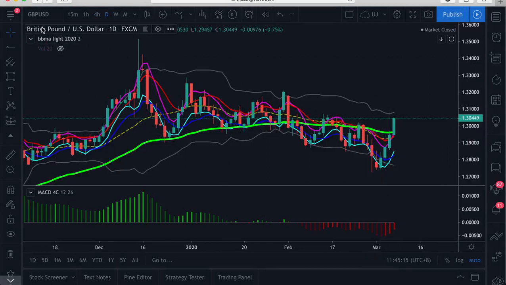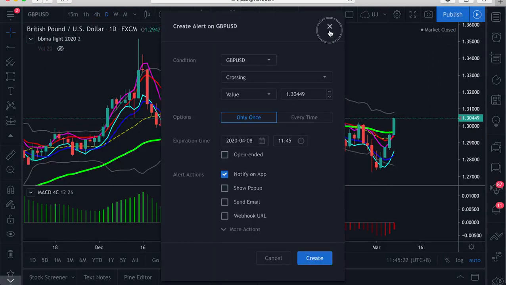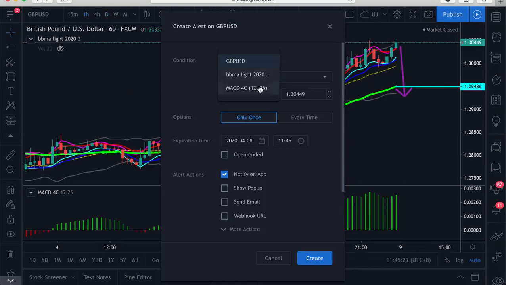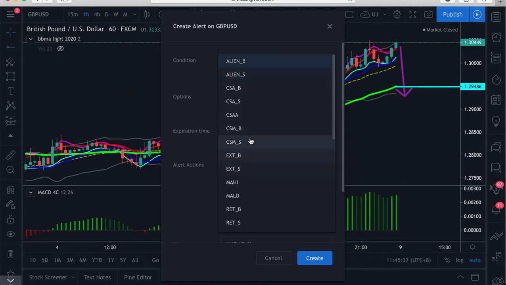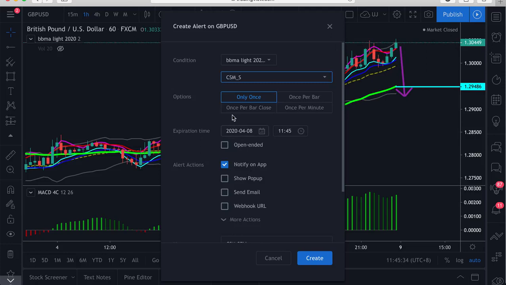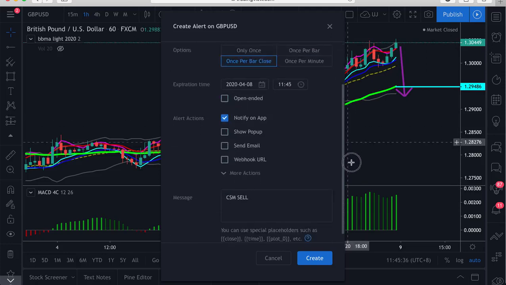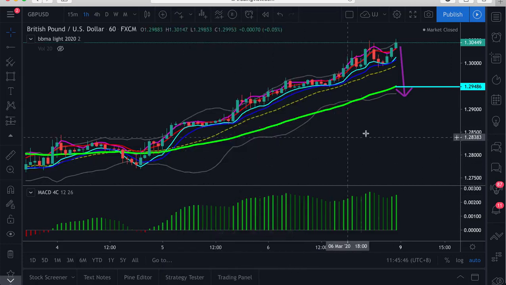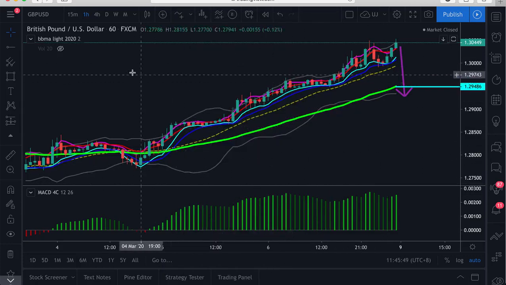Okay, so GBP USD, what we're going to do is we set an alert. Sorry, we need to change the time frame to H1, and then we set an alert for CSM sell. Then we put a message here, so check EMA 50. Okay, so we want to see both conditions met before we decide to sell GBP USD.